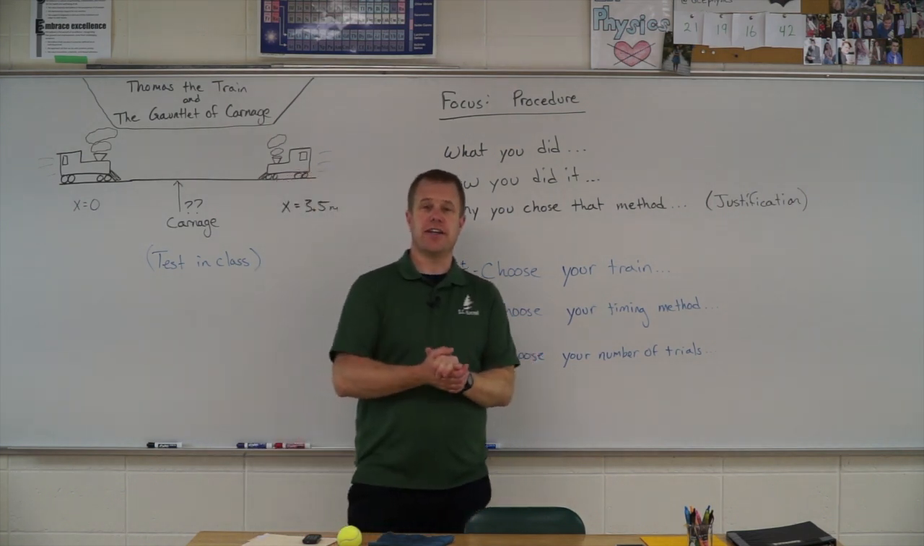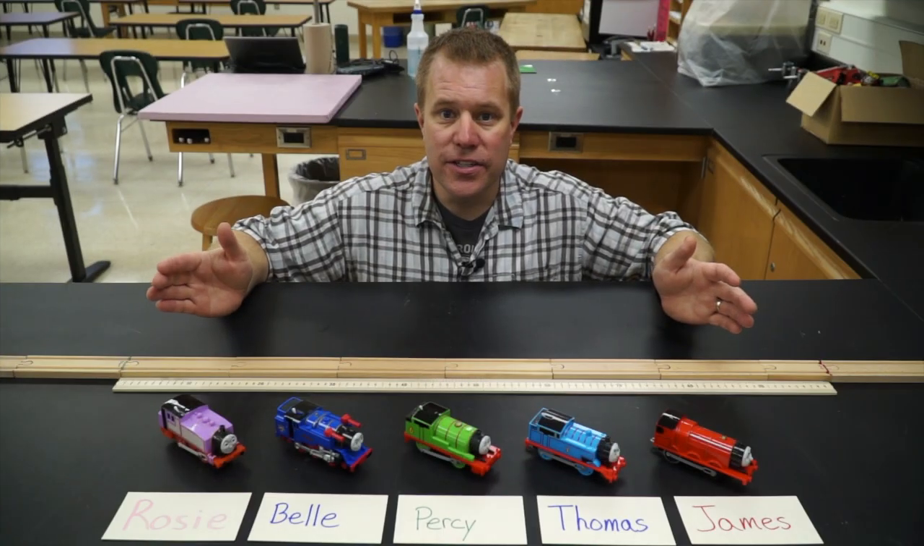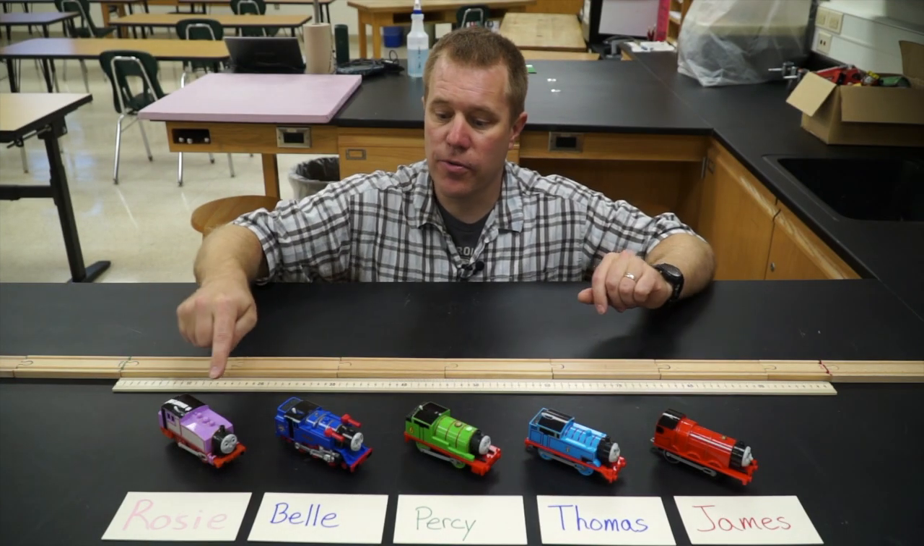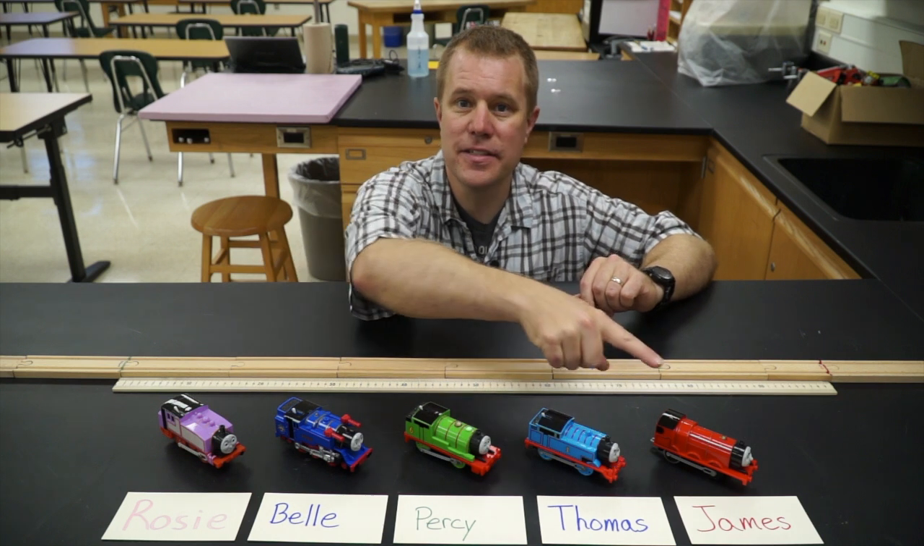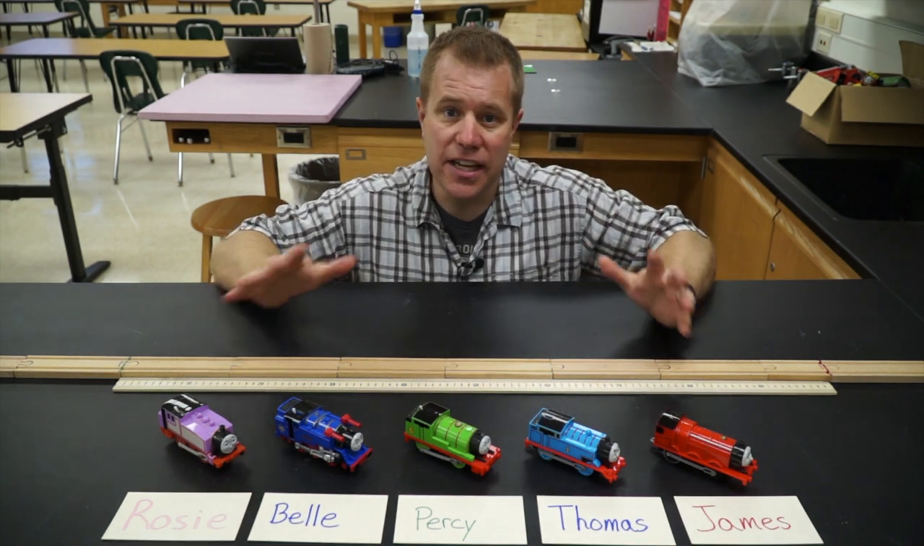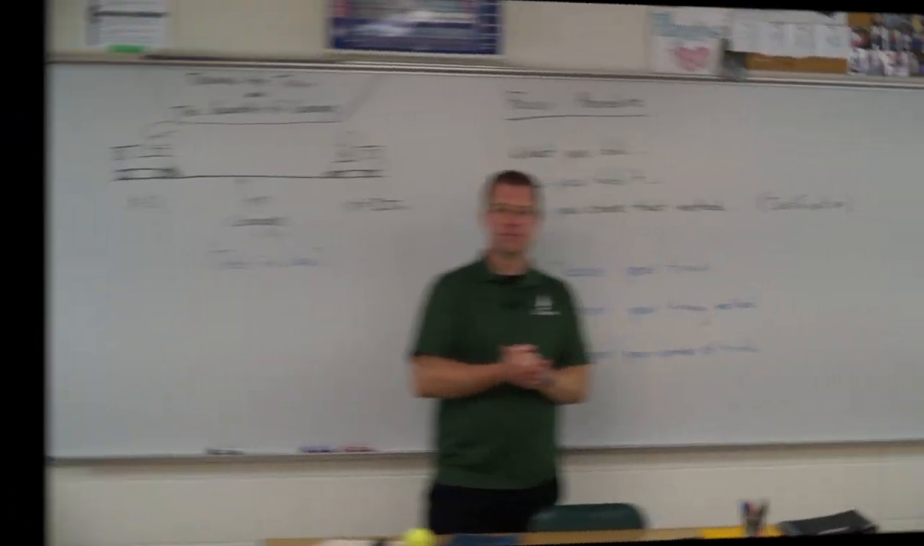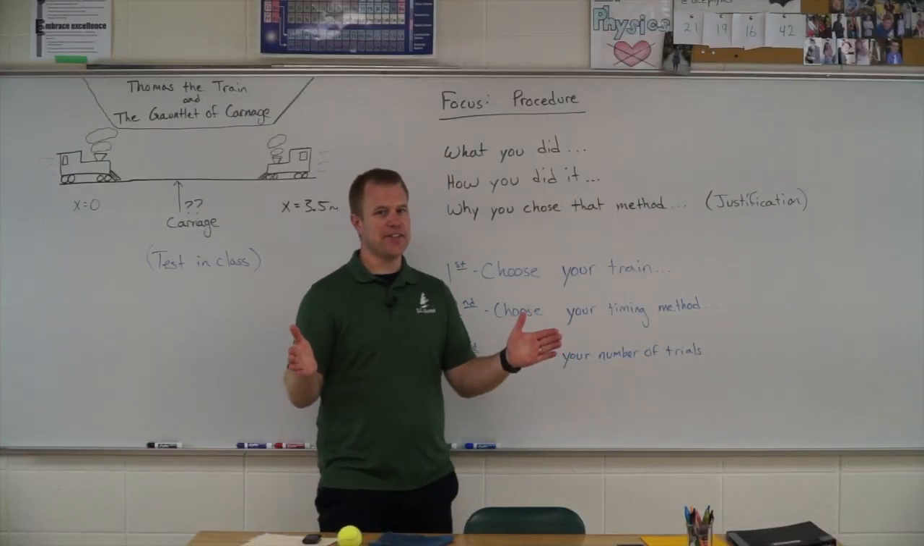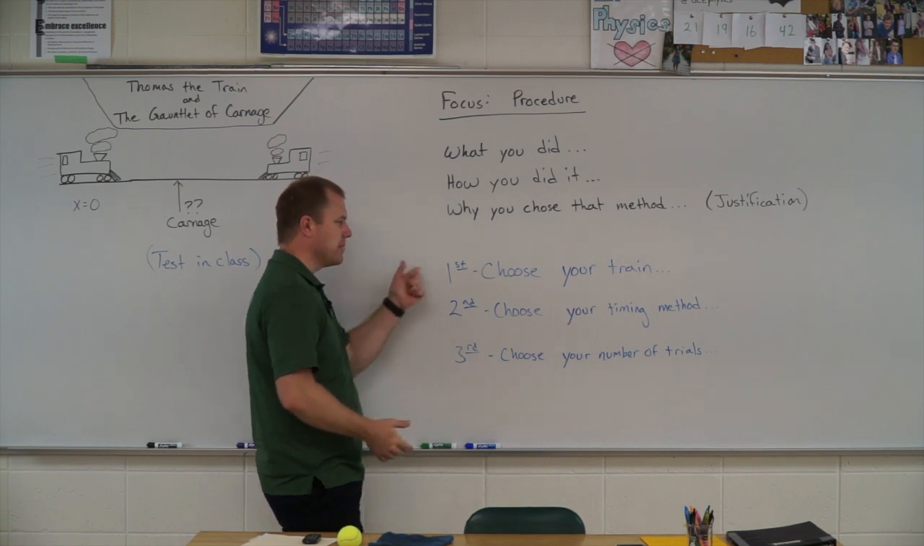So the first thing you got to do is choose two trains. So let's take a look at those trains. All right, so these are the trains you have to choose from. We have Rosie, Bella, Percy, Thomas, and James. So go ahead, pick two trains that you want to see collide in Carnage. And all right, we got some contenders there, right? So who are we going to pick? So pick two of them.